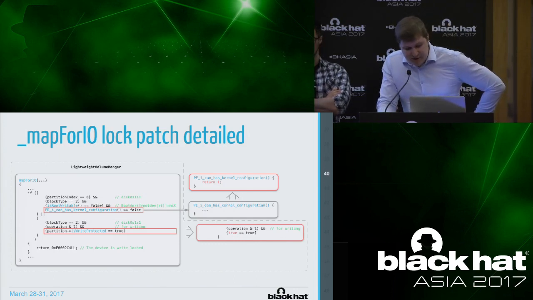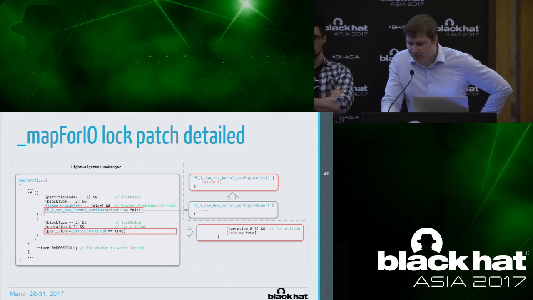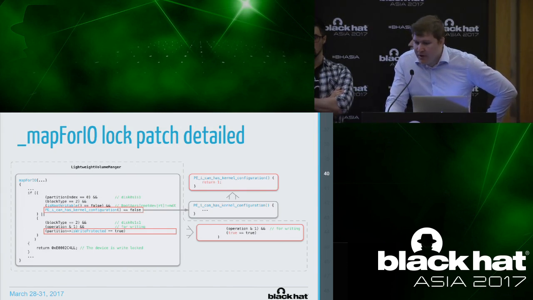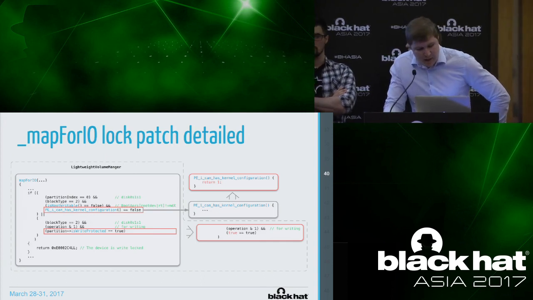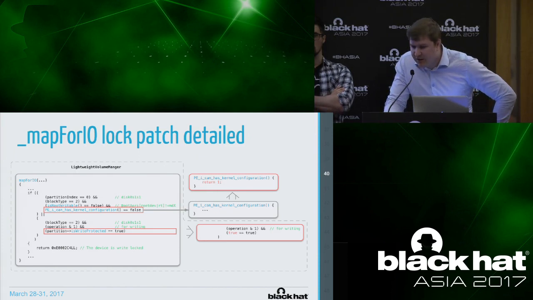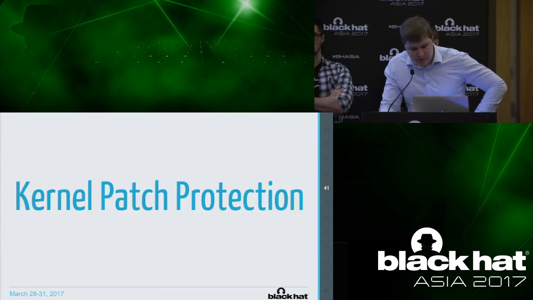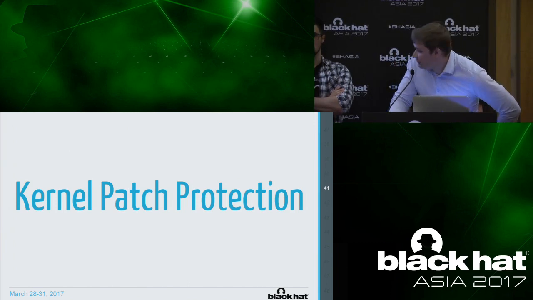Here you can see two checks inside the map4io function. First, the call to PE_i_can_has_kernel_configuration. You can patch it in different ways. For example, you can patch the call inside the Lightweight Volume Manager, or you can force it to return one in the PE_i_can_has_kernel_configuration function itself. The second check is the write protected flag of the partition class. You can patch this byte directly, or you can patch this check. But for that, you need to bypass kernel patch protection. It's the next big topic, and Alex will explain it to you.